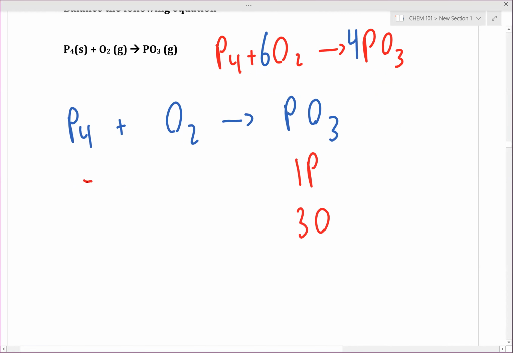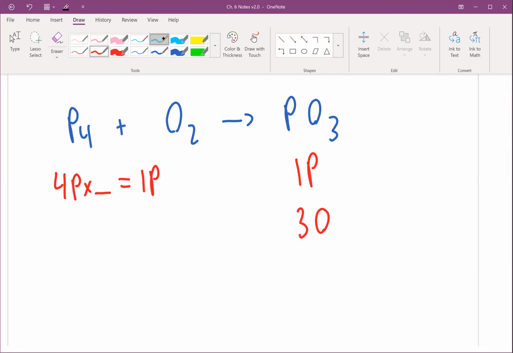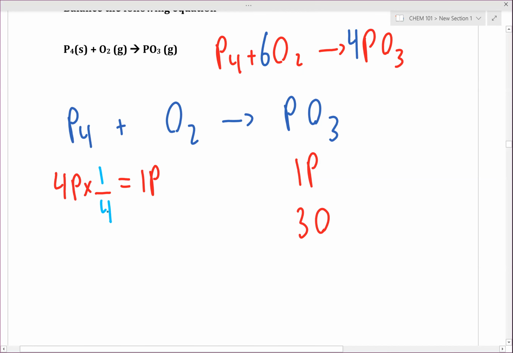So my goal in this next section is to figure out if I have 4 phosphoruses on the left, what fraction times 4 would give us 1? What fraction can I guess that would give me 1? What times 4 would give me 1? 1/4. So we're going to guess the fractional coefficient of 1/4.